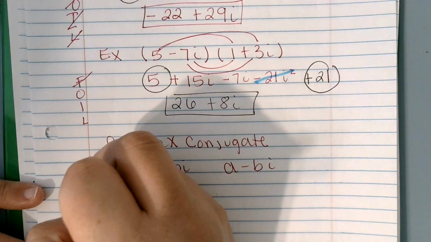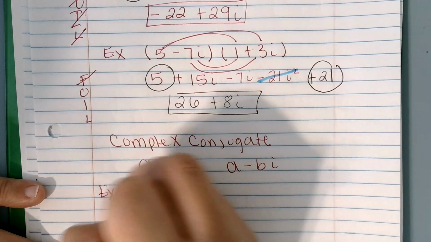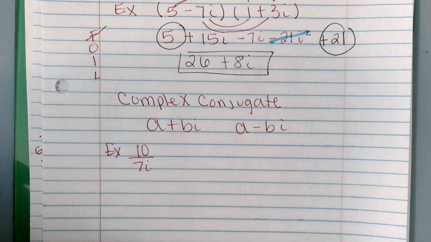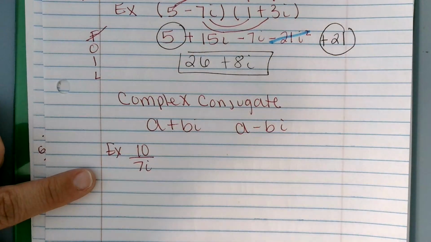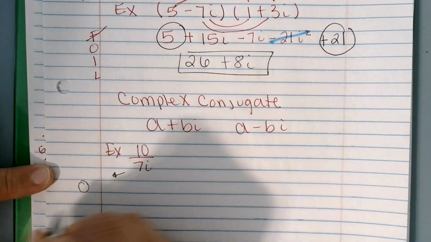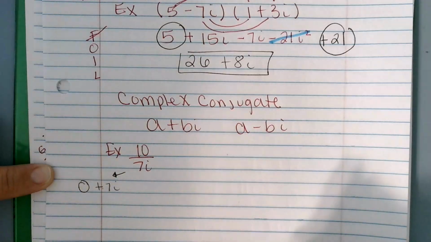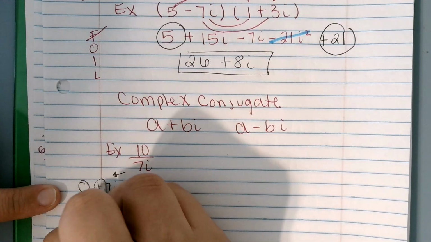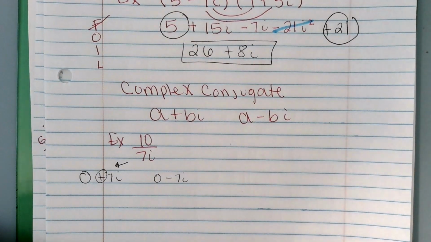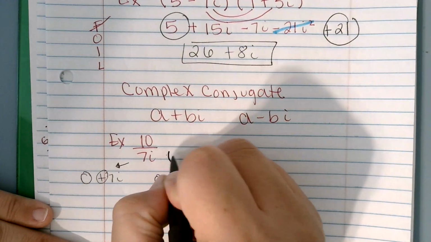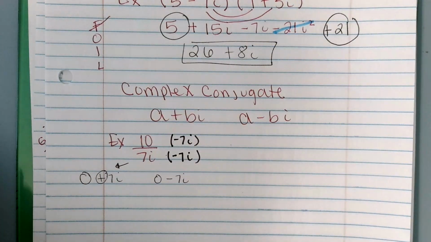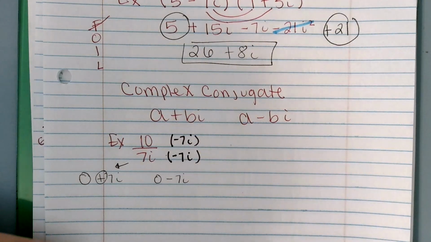So if I have a case, like let's say we have 10 over 7i, this is not a good form of the answer. We have to get this i off the bottom. Now, this number doesn't look like a complex number, right? The real part is 0, so it's 0 plus 7i. So the complex conjugate, you just change the sign in the middle, is 0 minus 7i. So I'm going to multiply the numerator and the denominator by negative 7i so that I can remove that square root from the bottom.